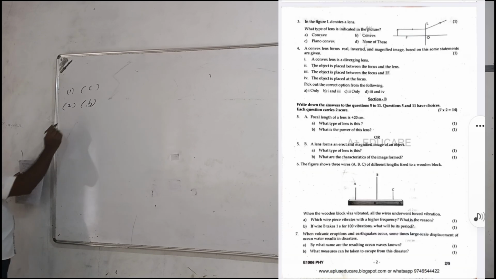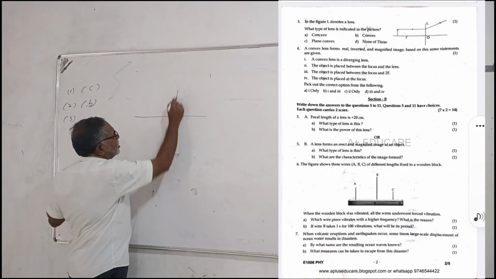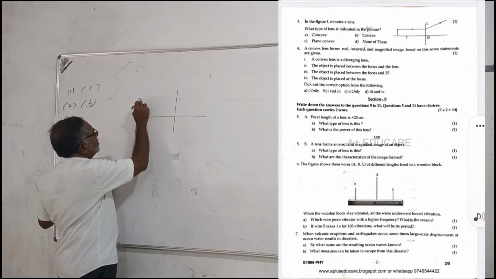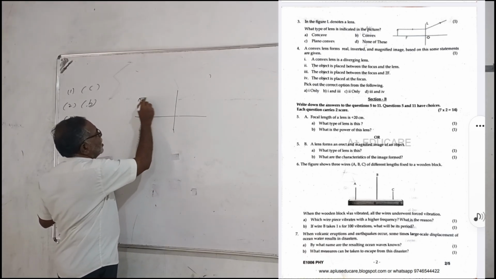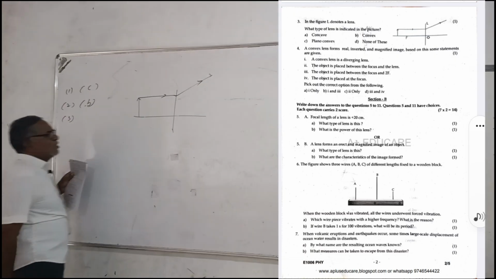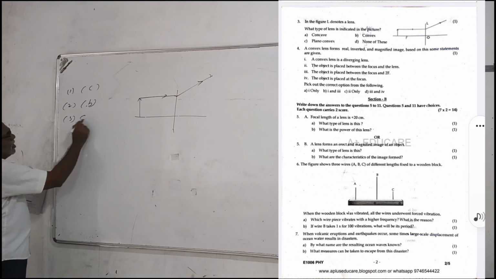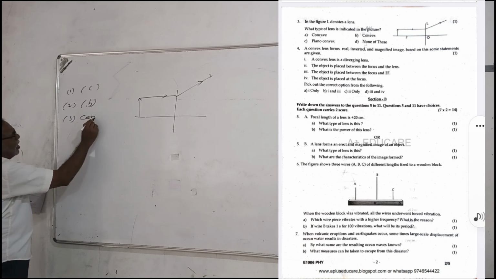Okay, about the third question. There is a figure. The figure is given, and this is the lens, and this is the object, and here light rays fall on the lens and it diverges. The light rays diverge. That happens only in a concave lens. So what type of lens is indicated? It is a concave lens. Concave is a diverging lens. So the answer is concave.